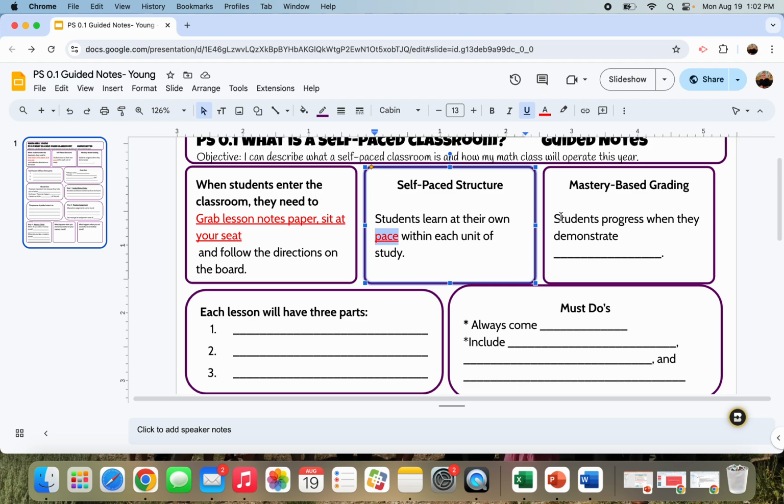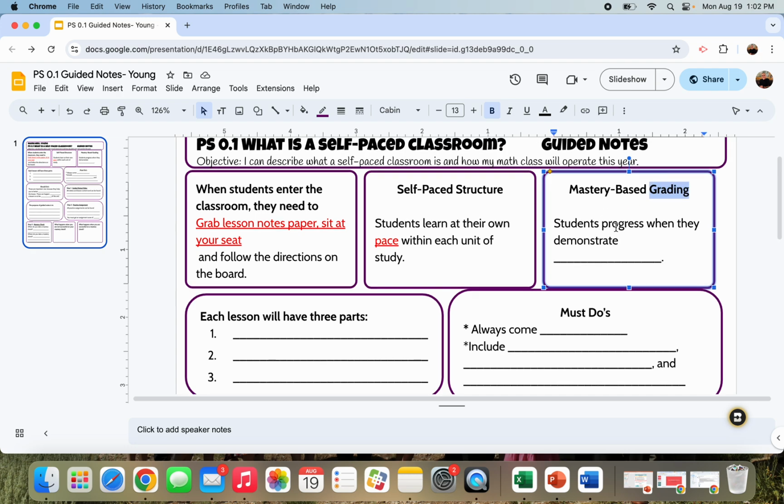It is not about who does it the fastest. It's about always demonstrating that you understand. So mastery-based grading. So for a student self-paced classroom, students progress when they demonstrate, this is where you're going to write, when they demonstrate mastery of the lesson through something called a mastery check.